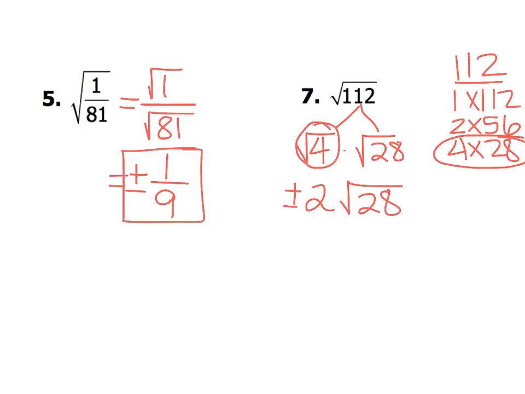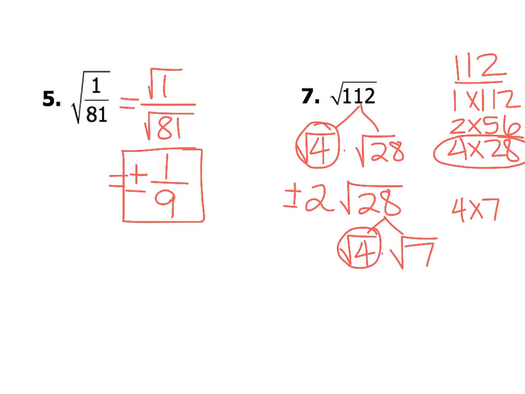Now we can break down the square root of 28 even further because there is a factor of 28 that's a perfect square, and that would be 4 times 7. All right, 4 is a perfect square. So we break the 28 down further and we say square root of 4 times the square root of 7.